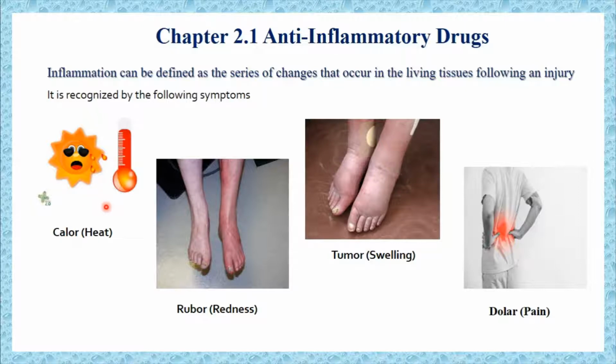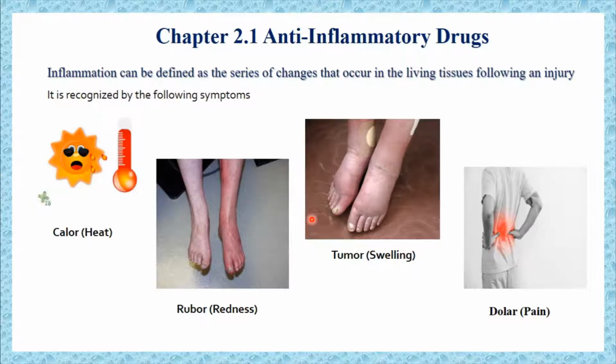Calor, heat. Then rubor, redness. You see the redness of this leg is there due to inflammation. Then tumor, swelling. In this image you can see the swelling of this leg. And the fourth symptom is dolor. Dolor means pain. You can easily recognize the inflammation, and the symptoms are calor, heat; rubor, redness; tumor, swelling; dolor, pain.